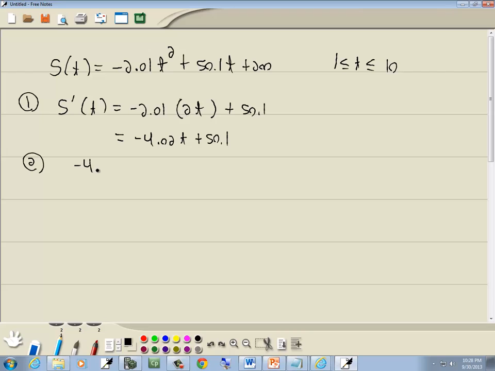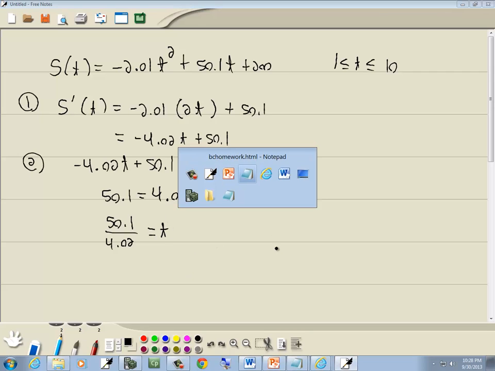Now step 2, set that equal to 0. So we got negative 4.02t plus 50.1 equal to 0. And I want to solve for t. So I'll take the negative 4.02t to the right side. So I get 50.1 is equal to positive 4.02t. Divide both sides by 4.02, and you get 50.1 divided by 4.02 is equal to t.